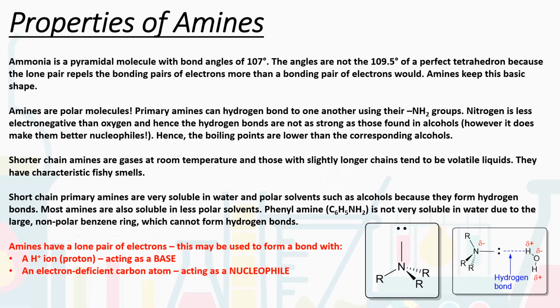So amines, like ammonia, have a lone pair of electrons, and this can be used to form a bond with a proton, an H+ ion, in which case we say the ammonia is acting as a base, accepting the proton, or that lone pair can be used to form a bond to an electron-deficient atom, quite often a carbon atom. And in this case, it's acting as a nucleophile, an electron pair donor.